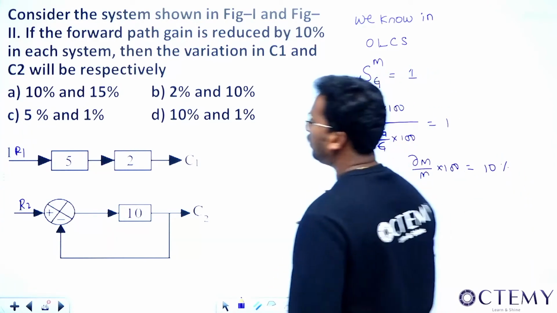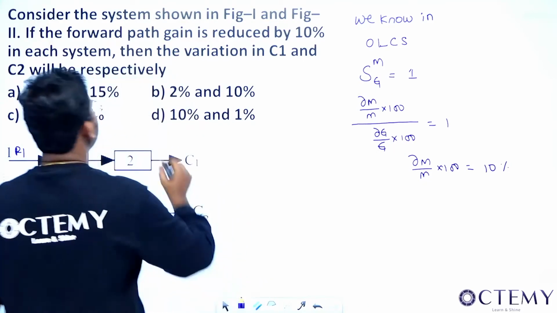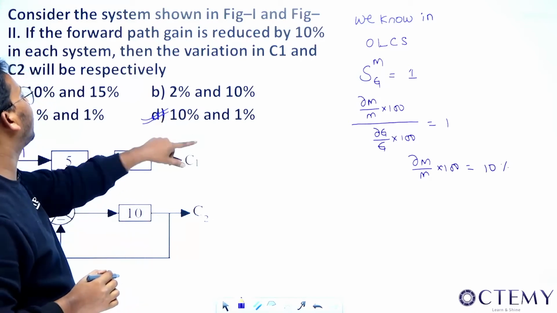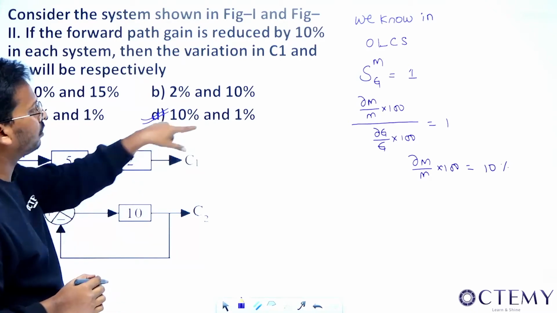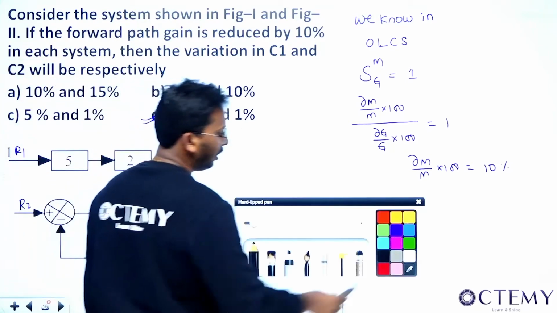The first one is 10% directly, so you have only two options. Next, you can tell without calculating that when you put feedback, it will reduce. So it has to come to 1%. Sir, we will see whether it will come to 1% or not.